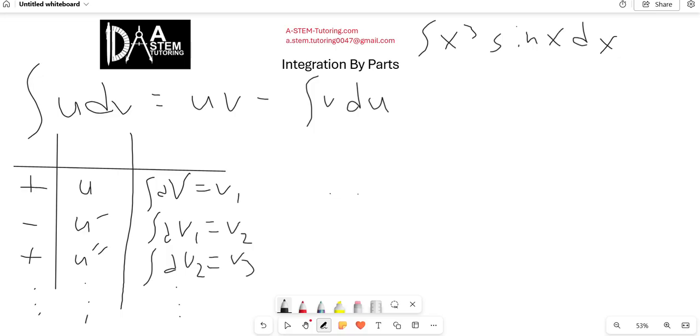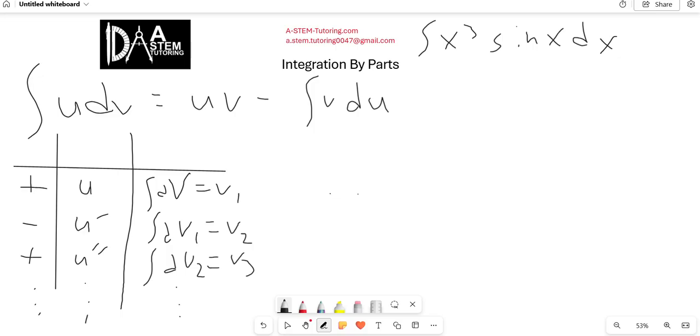We want to select a value of u that gets simpler each time you differentiate it, and we want to select a dv that is easy to integrate multiple times. So we can make a chart, the first column alternating plus, minus, and so on down the column. The next column is u, the first derivative of u, the second derivative of u, and so on. In the right column, we have the integral of dv is v1. The integral of dv1 is v2. The integral of dv2 is v3. And you continue this table until you get a derivative of u that equals 0, at which point you know you're done.